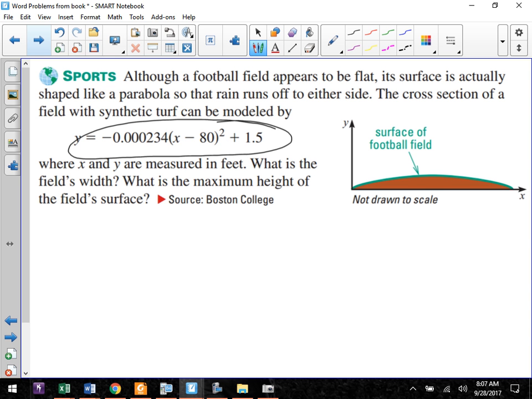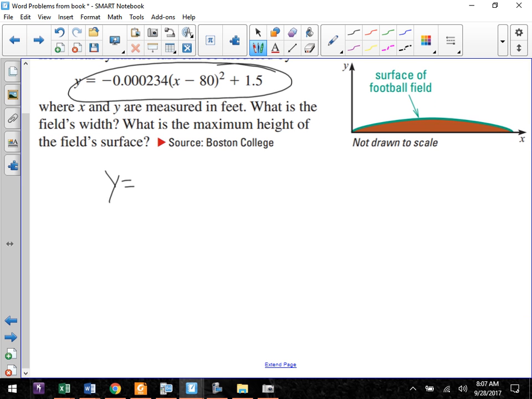Now, real quick, what format is that equation given to you? The not standard one is the second one. It's the vertex form. Very good. Vertex form is y equals a times the quantity x minus h squared plus k, where h and k are your what? Your x and y of the vertex, aren't they? So your vertex here is at (80, 1.5).